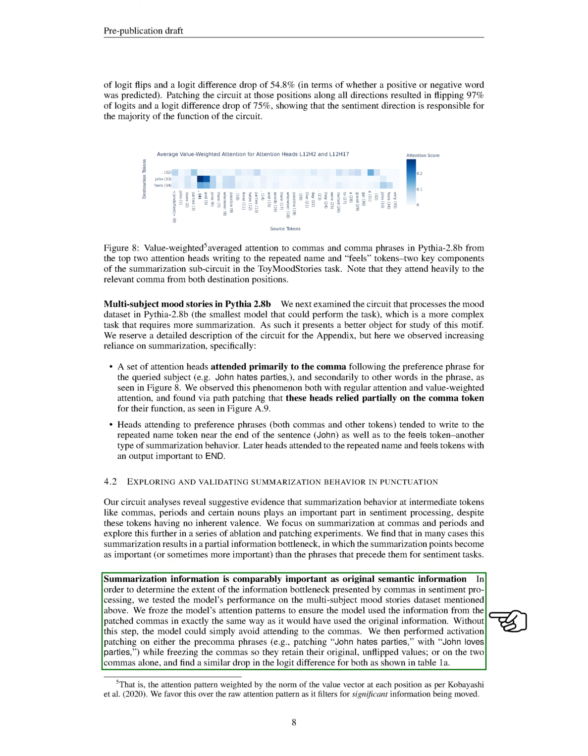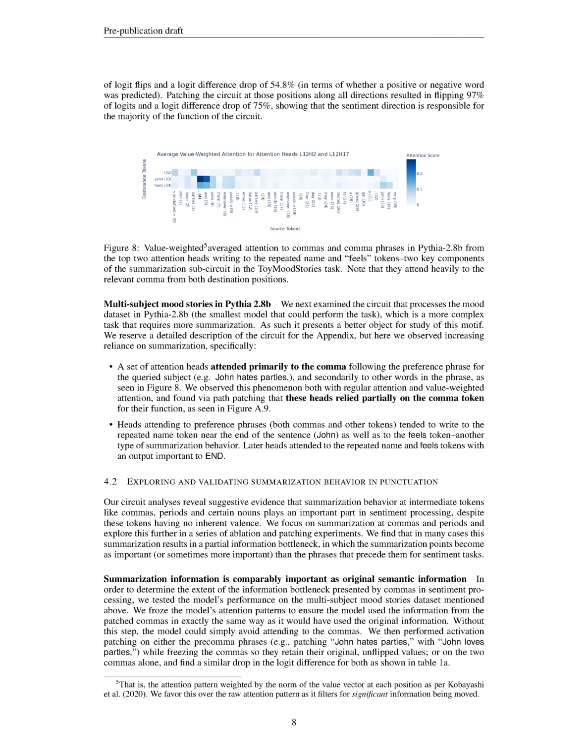To determine the extent of the information bottleneck presented by commas in sentiment processing, we tested the model's performance on the multi-subject mood stories dataset. We froze the model's attention patterns to ensure the model used the information from the patched commas in the same way as it would have used the original information. We then performed activation patching on either the pre-comma phrases or on the two commas alone, and found a similar drop in the logit difference for both.